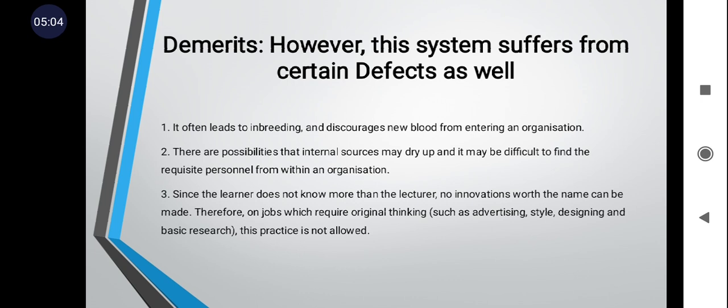Demerits of the internal sources. It often leads to inbreeding and discourages new blood from entering an organization. There are possibilities that internal sources may dry up and it may be difficult to find the requisite personnel from within an organization. Since the learner does not know more than the lecturer, no innovations worth the name can be made. Therefore, on jobs which require original thinking, such as advertising, style designing, and basic research, this practice is not allowed.